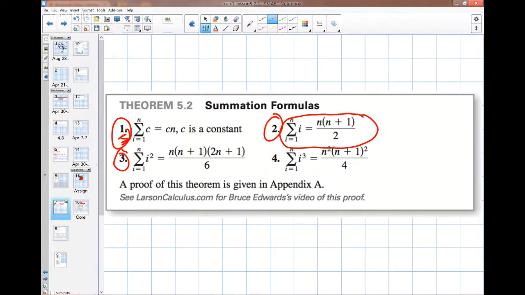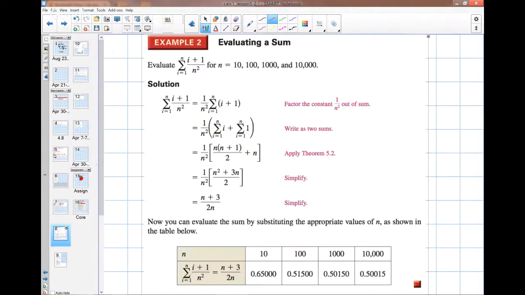And number 4 says, here's a shortcut for adding up cubes. So again, don't learn these, but you may want to make use of them. If we were doing a detailed study at this time of these sums, then I would have you learn this. Okay, so let's just take a look at example 2 where we evaluate a sum. You see at the top there we have evaluate the sum of i plus 1 over n squared for i equals 1 to n.